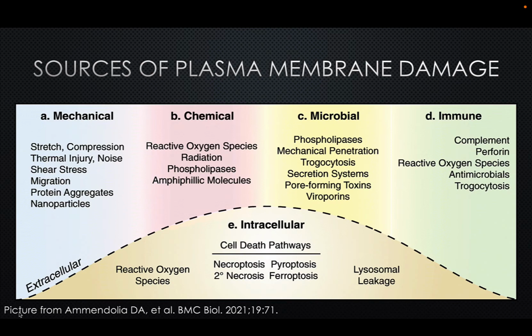Chemical sources include reactive oxygen species present in the extracellular environment or those generated from irradiation that promotes lipid peroxidation. Additional sources of chemical disruptions include amphipathic molecules like NSAIDs and alcohol. These can compromise membrane integrity, either through direct interactions or indirectly via oxidative stress.